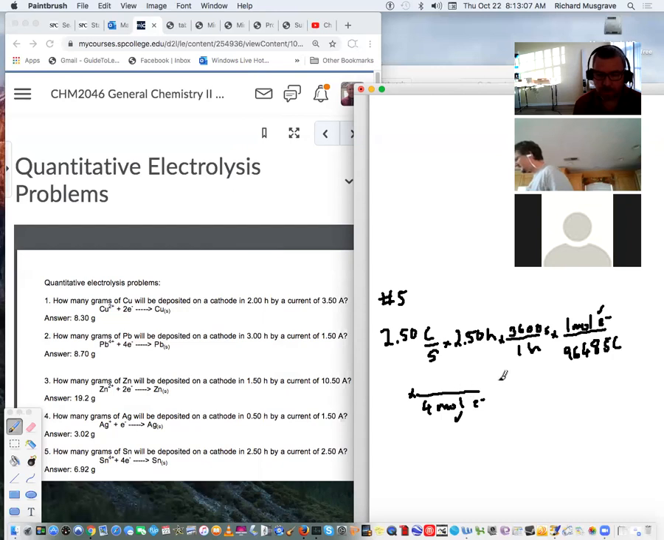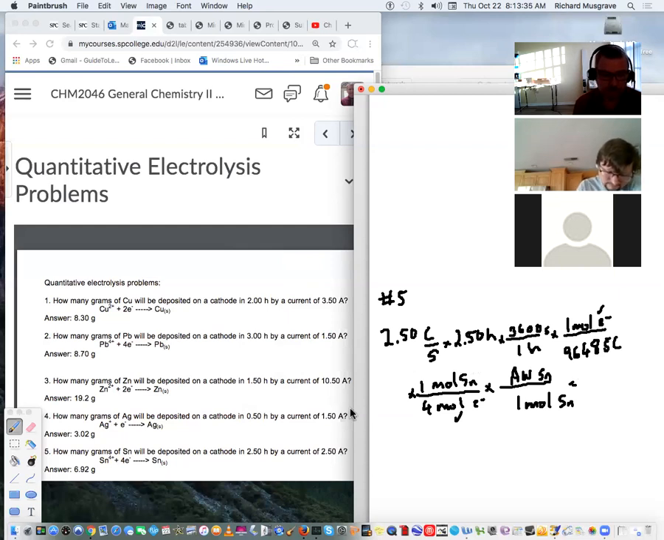So if I put this on the bottom, you can see that'll cancel. 1 mole of tin goes on top. And then I multiply that by the atomic weight of tin over 1 mole of tin. And that will give me my answer, which should come out to be 6.92 grams. Obviously, you get that atomic weight off the periodic table.